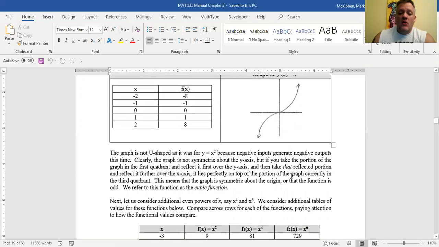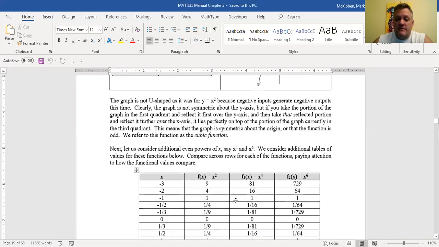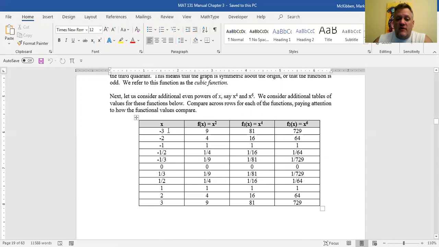All right, so now what would happen if we looked at other functions like x to the fourth, x to the sixth? How do they look? All right, so let's look at values again. I'm taking a whole bunch of values. All of these power functions that we're looking at are polynomials, and there are no restrictions. You can always raise any real number you want to a positive integer power, and it'd be perfectly well defined. And so here, all of these numbers are in the domain.